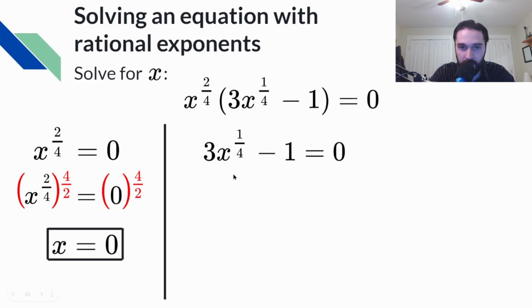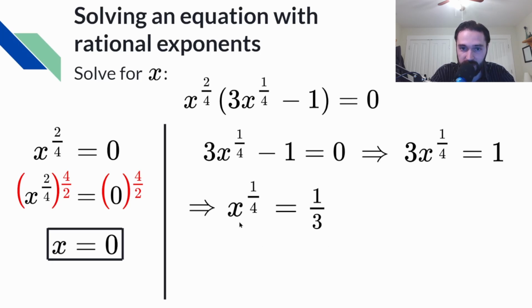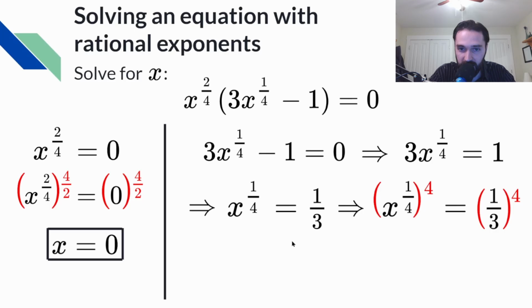Now let's solve this equation. Let's isolate the x and get rid of this rational exponent. Let's add 1 to both sides. That's our first step. Then to isolate this x to the 1/4 power completely, we need to divide both sides by 3. So we get x to the 1/4 equals 1/3. Then we need to get rid of this rational exponent, so we're going to raise both sides to the reciprocal, the 4th power in this case.